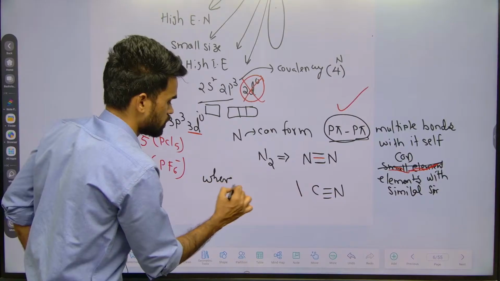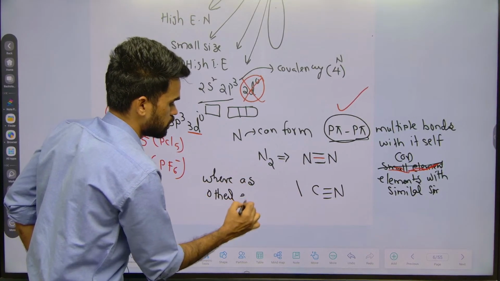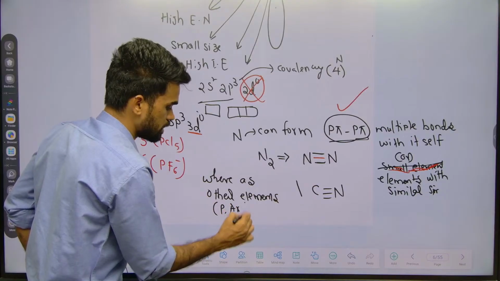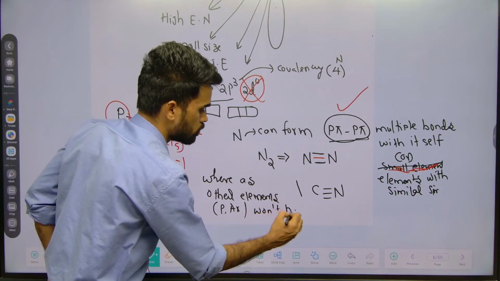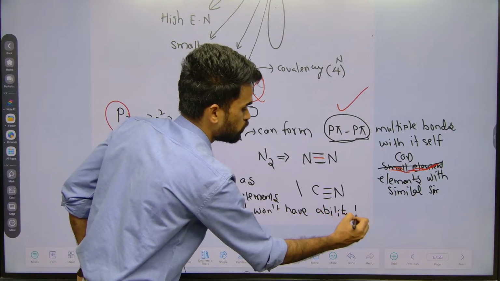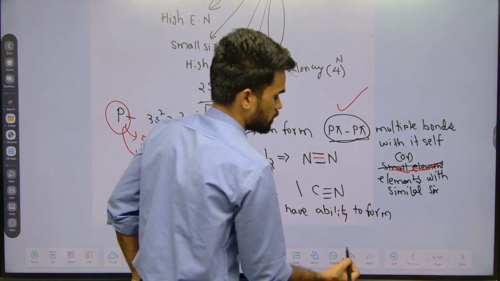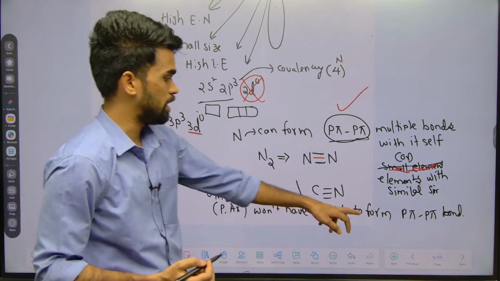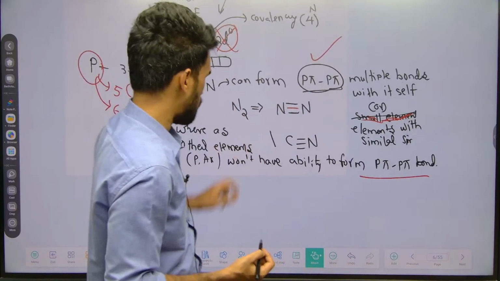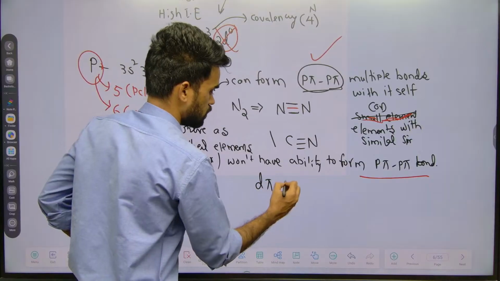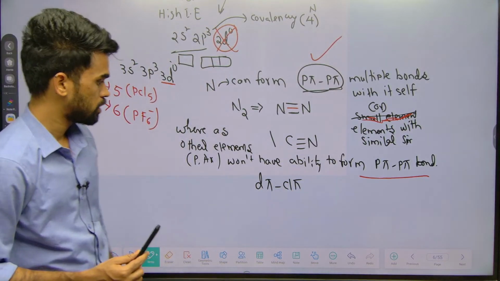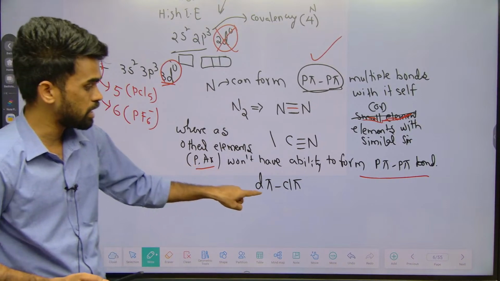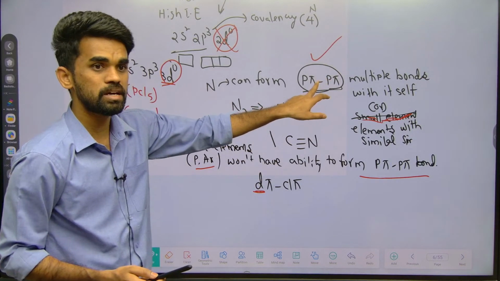Whereas the other elements of the group, what are they? Elements like phosphorus, arsenic. These elements won't have the ability to form p pi bonds, but they can form d pi bonds, because they have empty d orbitals, which will be utilized by these higher elements. They can make d pi, whereas nitrogen can make p pi.